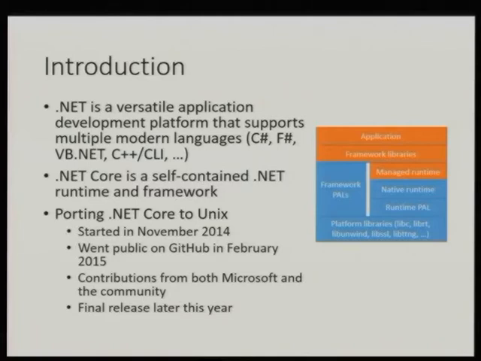So the porting of .NET Core to Unix started in November 2014, and after a few months we went public on GitHub. It was in February 2015. When I say we went public, it means that it's living development in the open source community. It's not just a snapshot of the state of what we have.